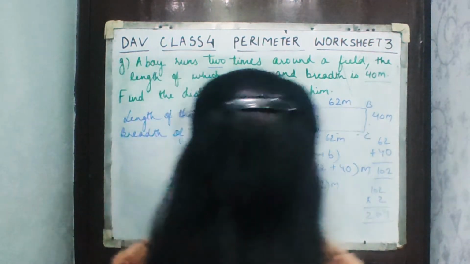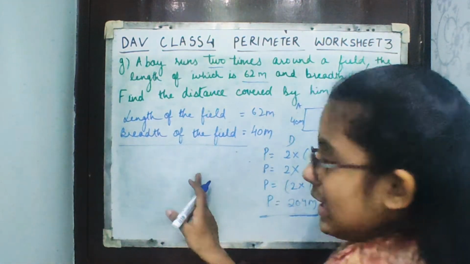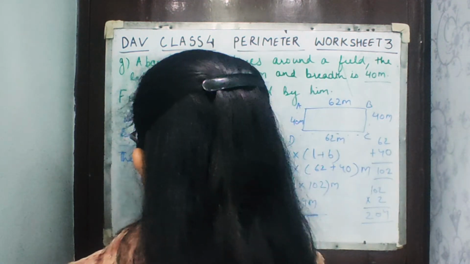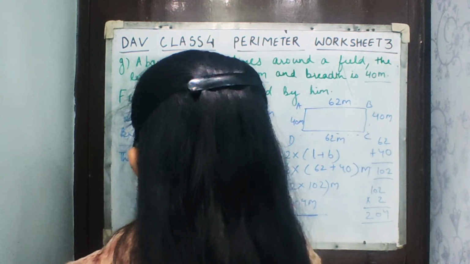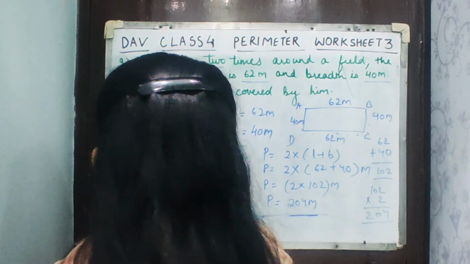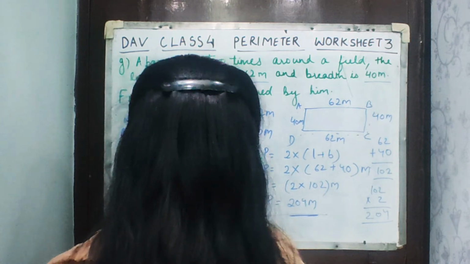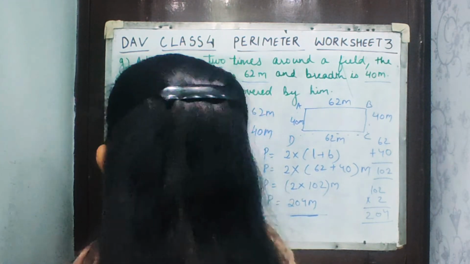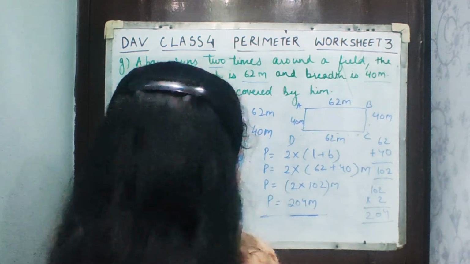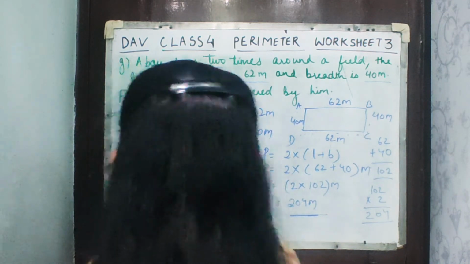So to take out in 2 times, what do we have to do? After this part, I am writing here. So it will be the distance covered in 2 rounds, or you can say 2 times, is equal to perimeter into 2. So perimeter is what? 204 into 2 and meter we'll get.